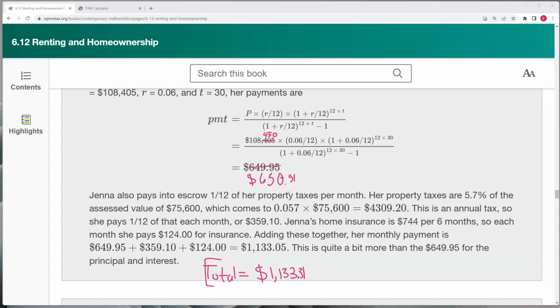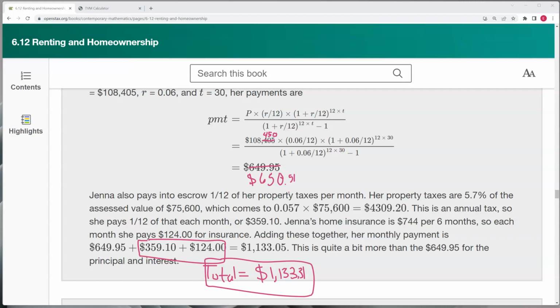So that is going to be the total amount paid to the mortgage company, because this last little bit is going to go into an escrow account in order to help Jenna pay for her insurance, which is the $124 a month, and the property taxes, which is the $359.10. So this is something that mortgage companies can set up to help you plan for the future. The only issue with this is because taxes go up, so will this escrow requirement.